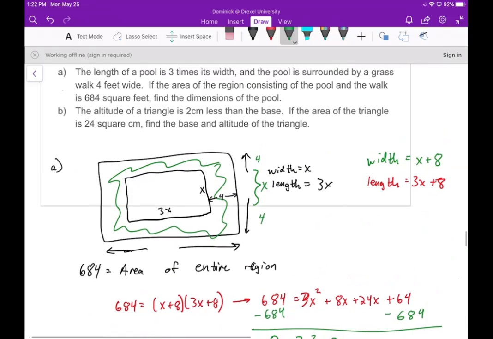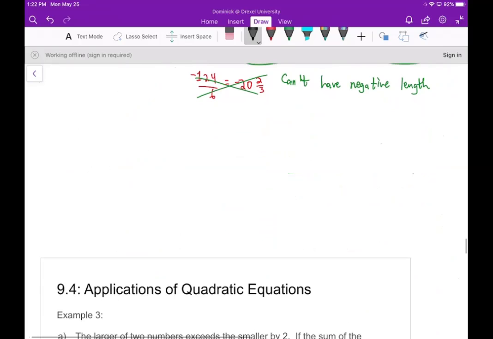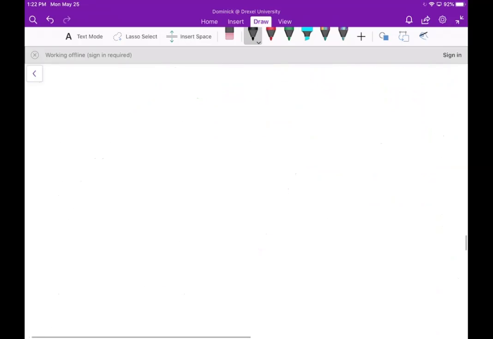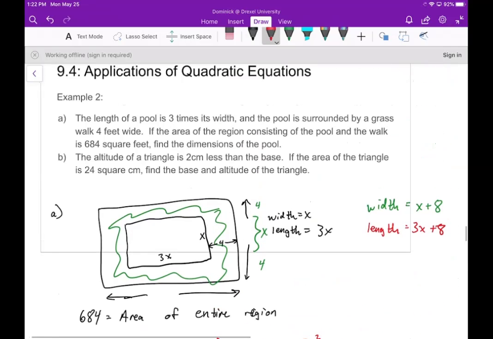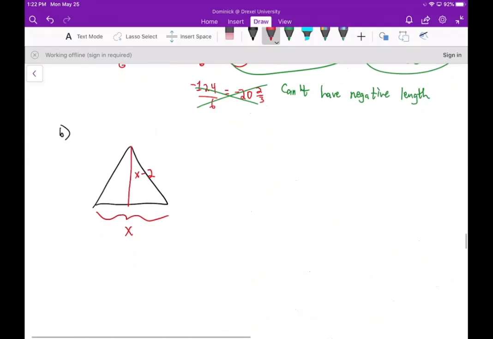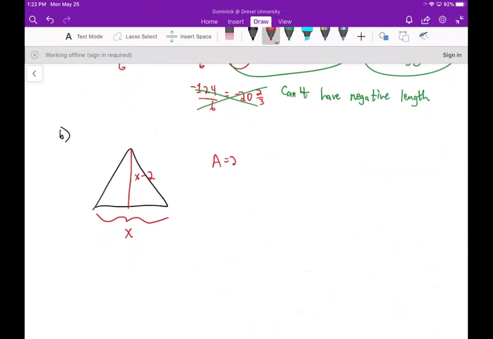Okay. Now part B, we have that the altitude of a triangle is 2 centimeters less than its base. All right, so let's again just draw this out. So we have a triangle and its altitude, from here to here, is 2 less than the base. So if I make the altitude x minus 2, the base is x. Right? So if the area of the triangle is 24 square centimeters, we want to find the base and the altitude.